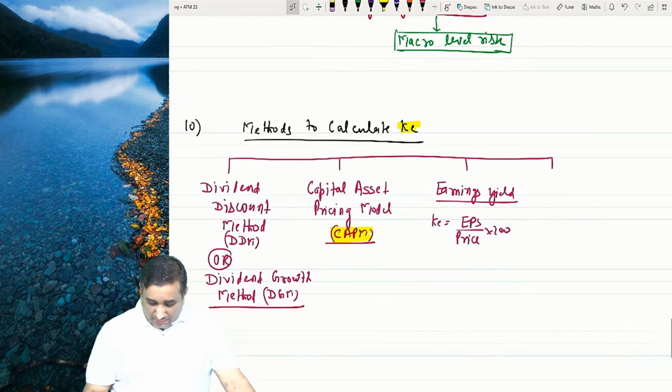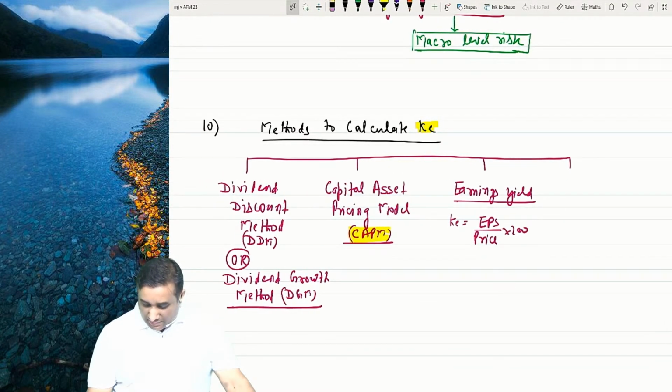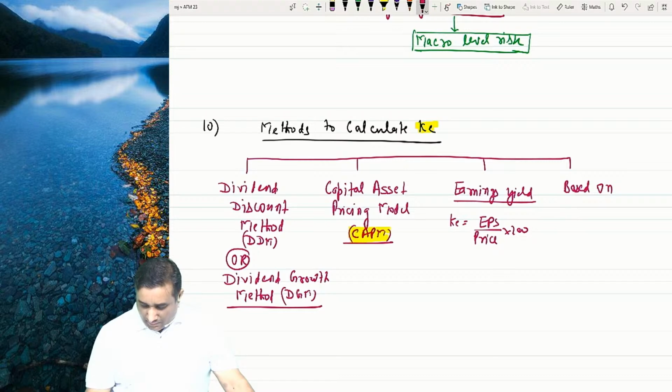And the fourth method, the name is not there. I could have said it's given by your Institute of Chartered Accountants of India. So based on the price earning ratio, K is equal to 1 by P/E ratio.